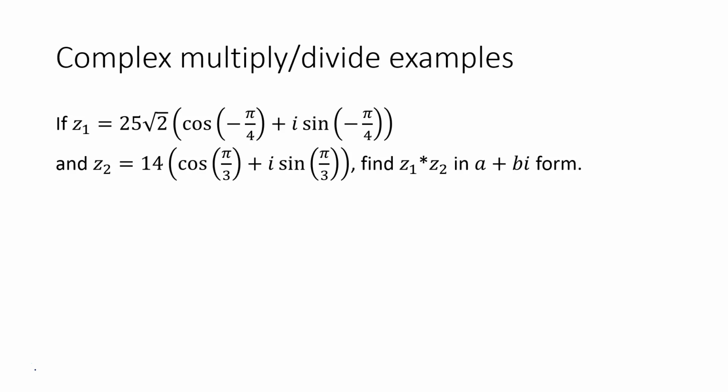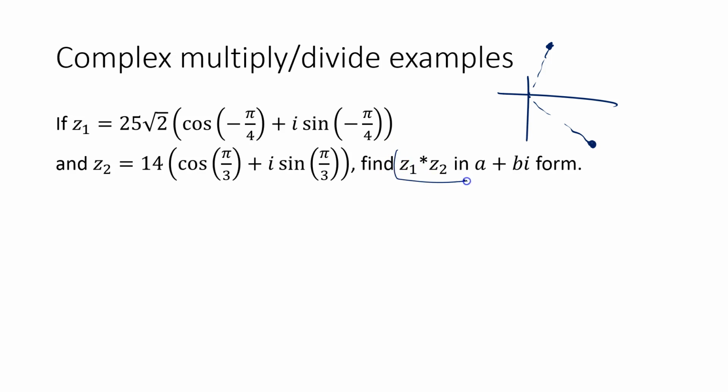Let's look at how easy this is. z1 is 25 root 2 cosine negative pi over 4 plus i sine negative pi over 4. So we can think about where that would be. Negative pi over 4 is down here at 45 degrees, and we've got a distance of 25 root 2. I have no idea where that is, but let's say it's right there. Then we have 14 cosine of pi over 3. Pi over 3 is up here, so 14 is going to be less than 25 root 2. The question is when we multiply these together, where does that end up putting us?